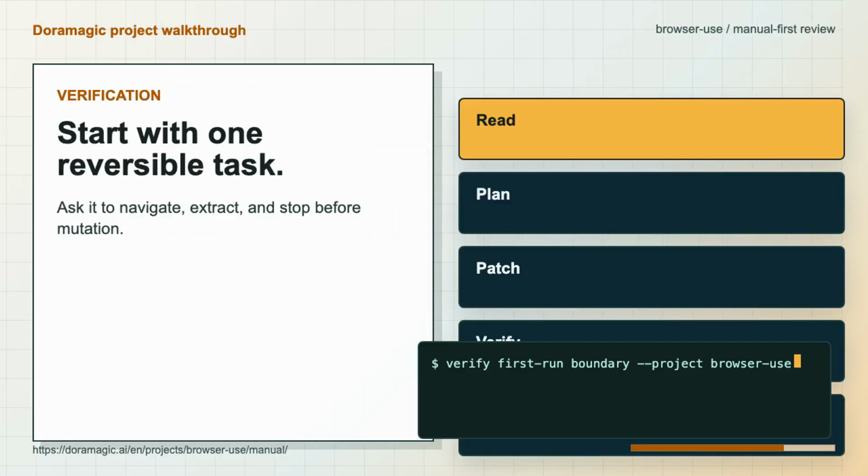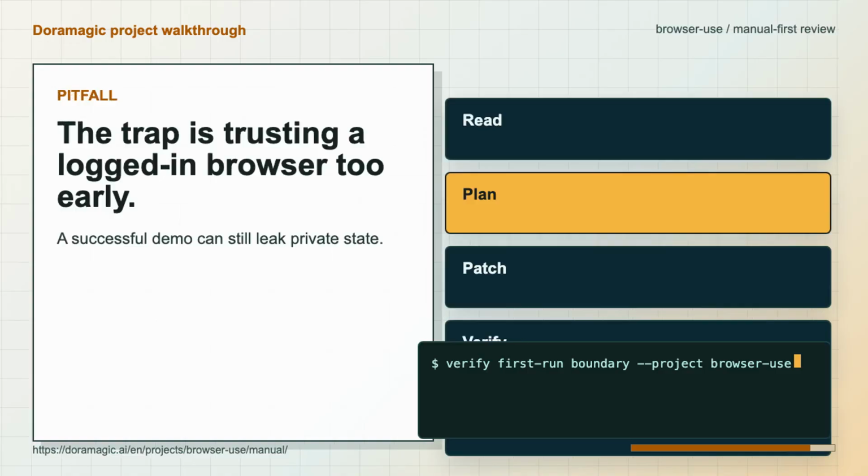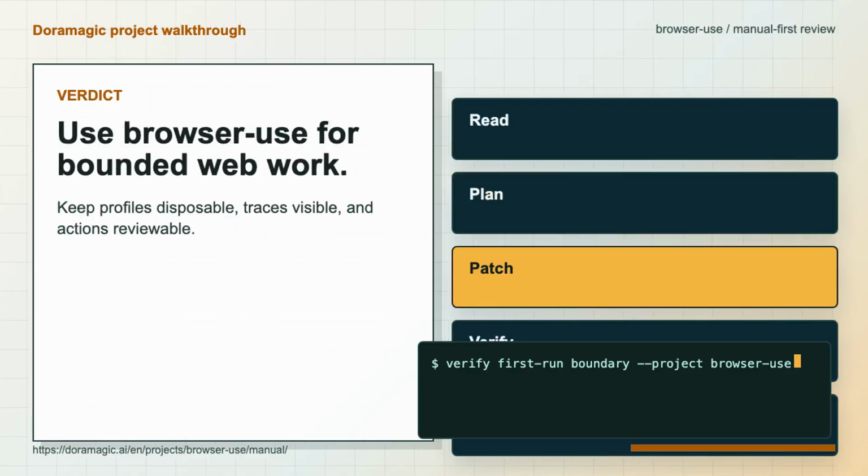My verdict: browser use is useful when you need AI-assisted web operations, but the product value comes from disciplined boundaries. Disposable profile, test account, visible trace, reversible action, and human review before anything touches real data.